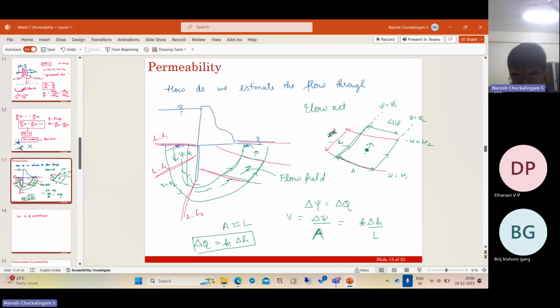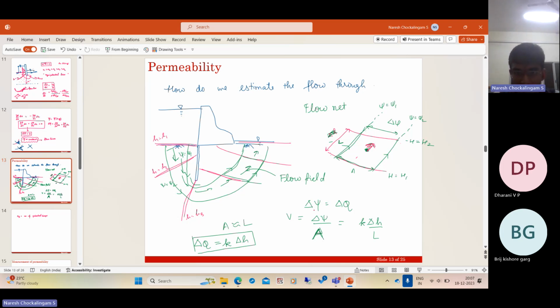And in a flow field, this is the direction of the velocity vector. The flow through this is given by k times delta h, which is the difference in potential between these two lines divided by the spatial distance between these two lines. So that is the discharge velocity at the center of this flow field.